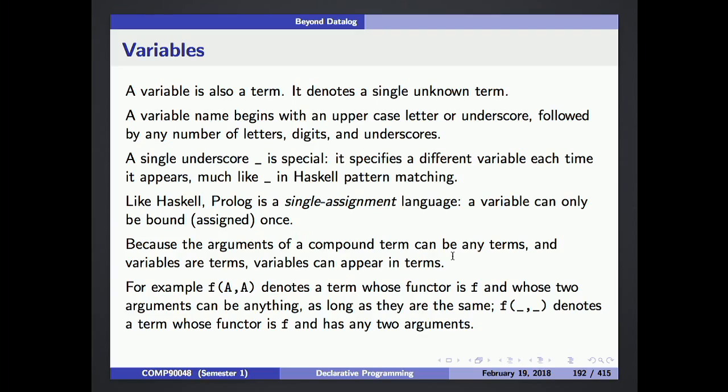Okay. And then the arguments of a compound term can be any term, so they can be variables. So I can write f of A, A. What does that denote? It denotes an f term, which has two arguments which happen to be the same term. They have to be the same term. I can write f of underscore, underscore, and that just says this is f which has two arguments which both could be any term, because underscore is a special variable. Those two underscores are treated differently, just like if we have two underscores in a pattern match in Haskell.